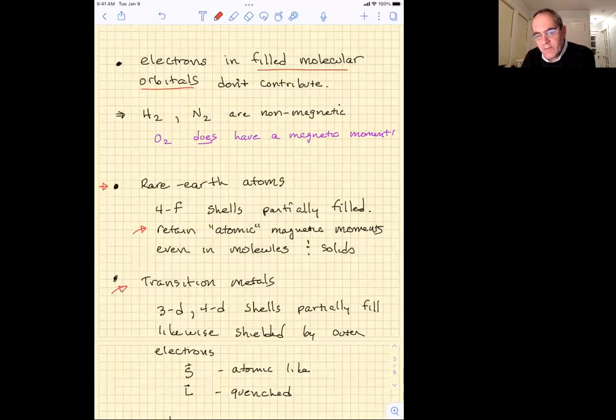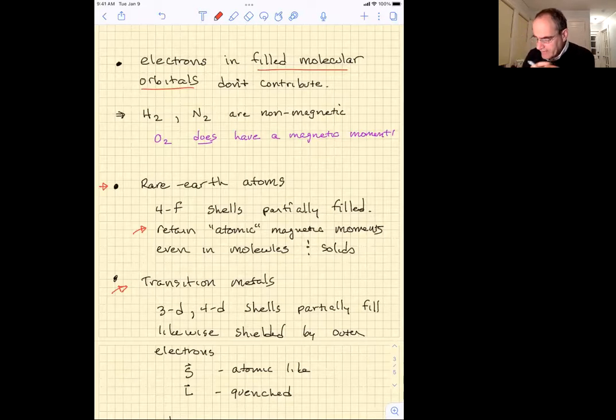Transition metals are somewhat similar. In transition metals, the 3d or 4d shells also partially fill with electrons. And so these electrons in these partially full shells are likewise shielded from the environment by electrons in outer orbitals. Only now the shielding is only partial.